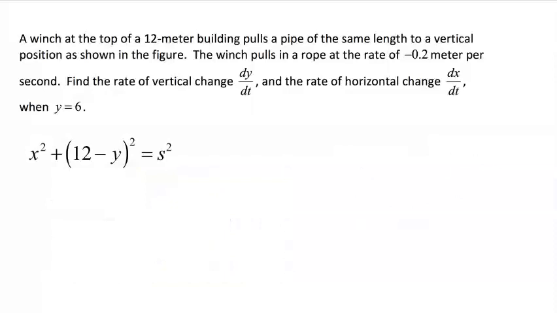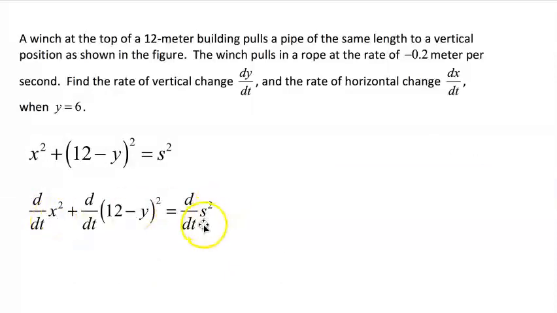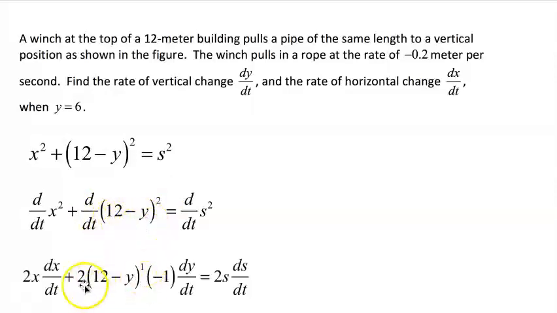Again, we're going to take the derivative with respect to t of both sides. So the derivative with respect to t of x squared is 2x dx/dt. The derivative with respect to t of s squared is 2s ds/dt. This one's a little trickier because we have to use the chain rule. The derivative with respect to t of (12 minus y) squared is 2 times (12 minus y) to the first, times the derivative with respect to t of the inside, which would be negative 1 dy/dt. The derivative with respect to t of 12 is 0. The derivative with respect to t of negative y is negative 1 dy/dt.